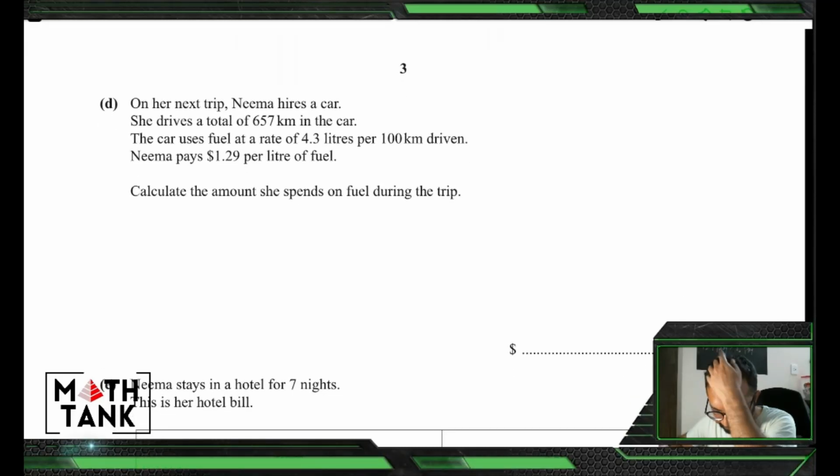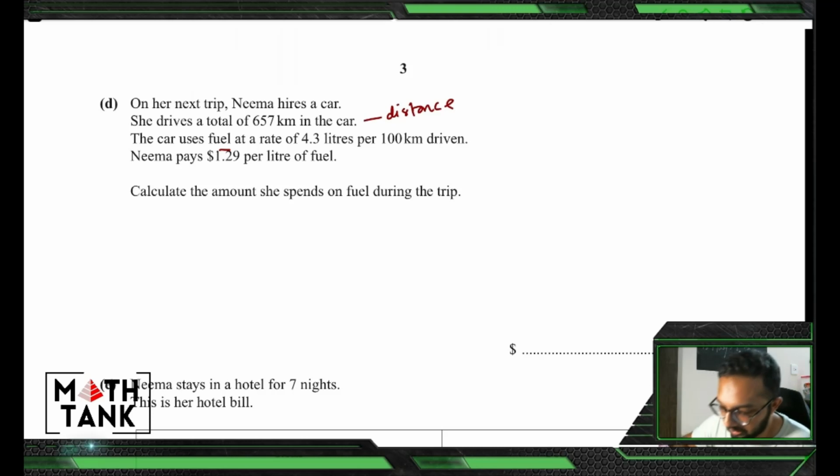Okay. On her next trip, Nima hires a car. She drives a total of 657 kilometers. So that's the distance. Her car uses fuel at a rate of 4.3 liters per 100 kilometers driven. Okay. So Nima pays $1.29 per liter of fuel. Calculate the amount she pays.